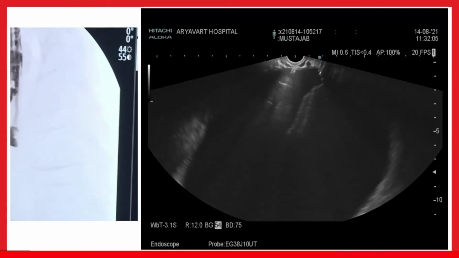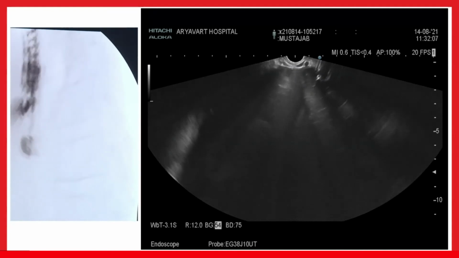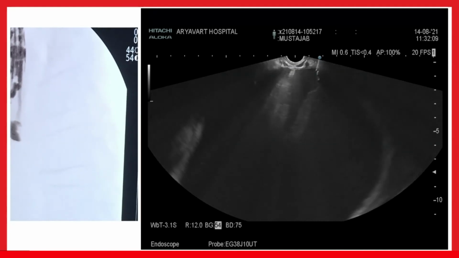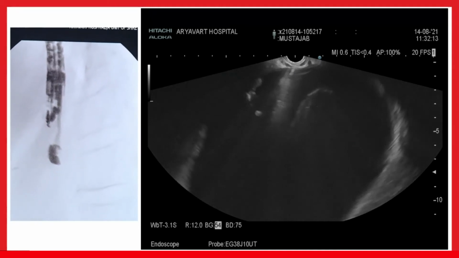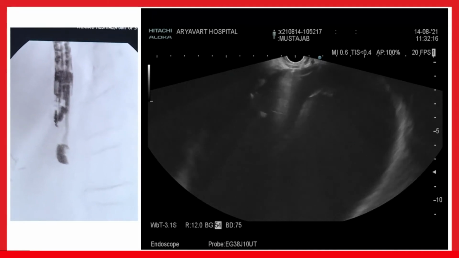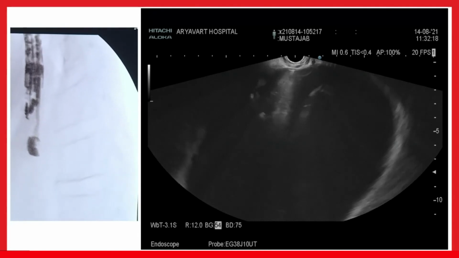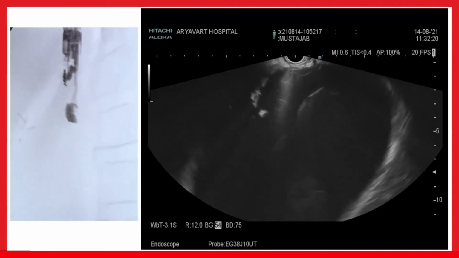If we rotate the US scope, we can confirm. Now deflate it. Take it out with the syringe, otherwise it will not come out. So, one question has come: how would you avoid puncturing at the GE junction? I think we have answered that question.